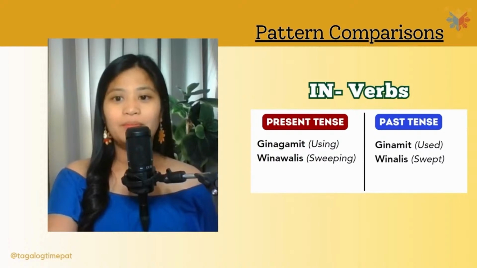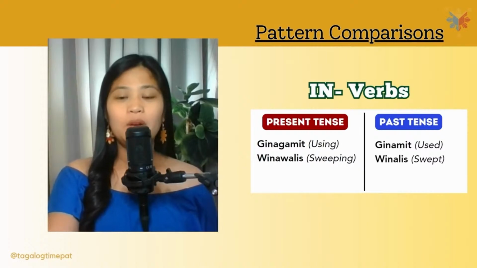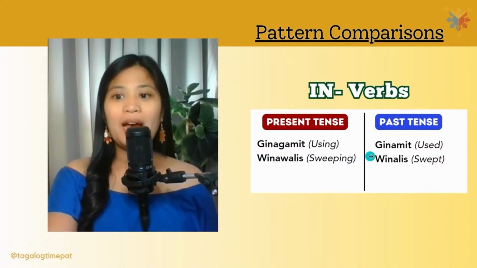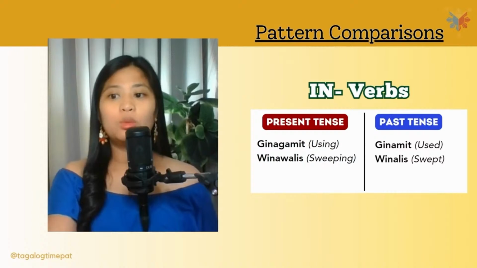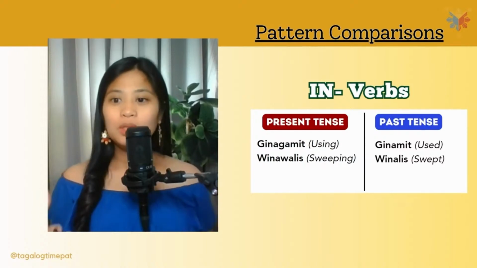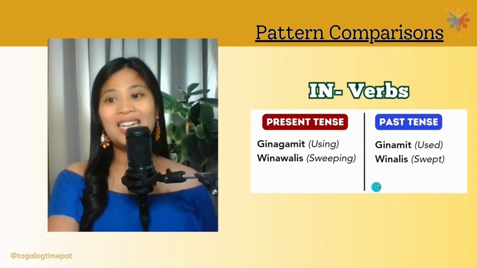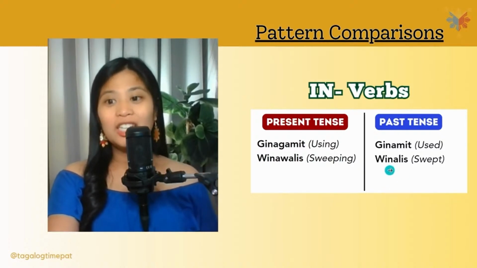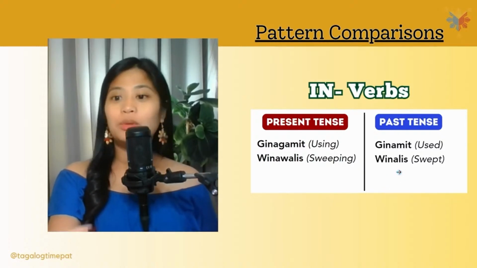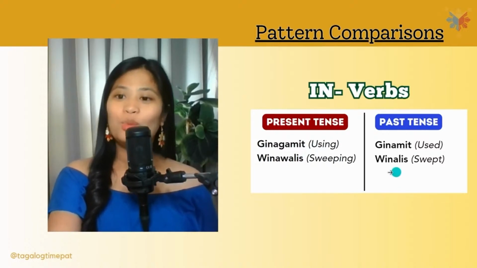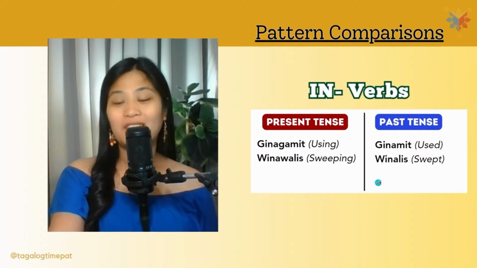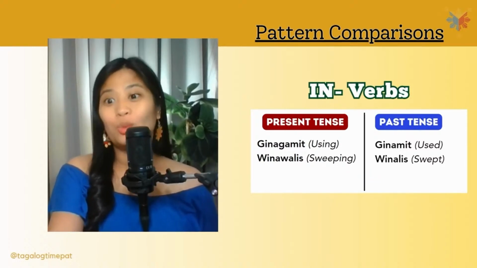Ginamit ko. In the present tense, to sweep is winawalis. That means sweeping. In the past tense, it's winalis. Winalis ko yung sahig. I swept the floor. So it looks like for the most part, when a verb is conjugated in the past tense, the conjugation is usually shorter. There's not a repeated syllable, there's no repeated sound or anything like that. So that's kind of one way to recognize if something is being conjugated in the past. Usually it's a shorter word.